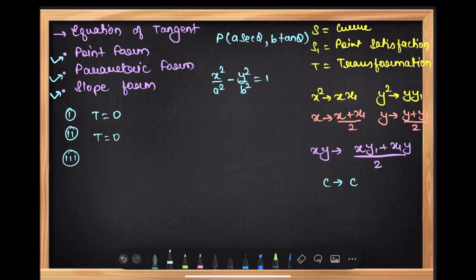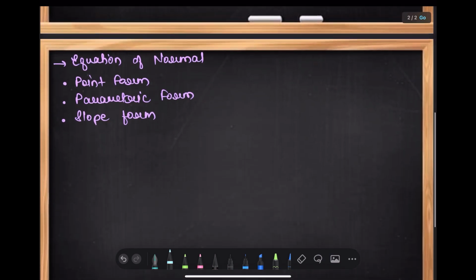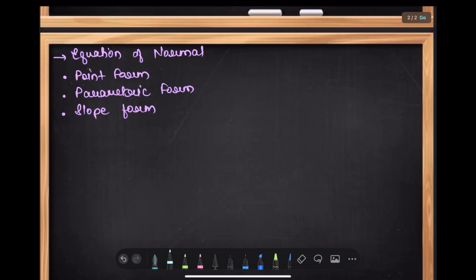Or if you can memorize, like condition for tangency, it was c square equals to a square m square minus b square. You can take help of this equation as well. Otherwise, you know that you will take help of parametric form. I hope till this part you guys are comfortable. Okay, now think about the normal form.